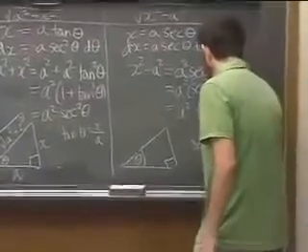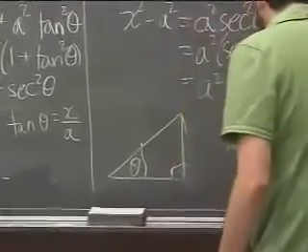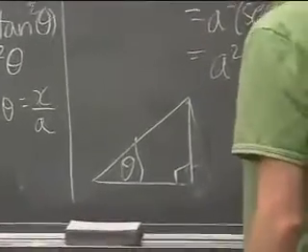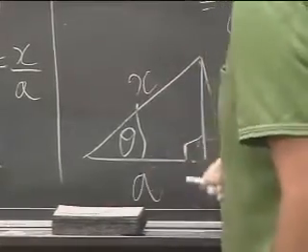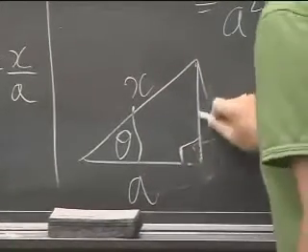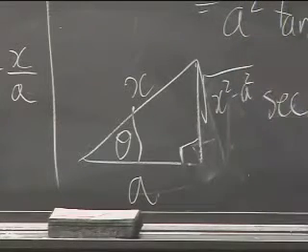Secant theta, this is supposed to be right angles. Secant theta is x over a. So that means that the hypotenuse over the adjacent is x over a. And then this is root x squared minus a squared. Again, this matches the case we're in.